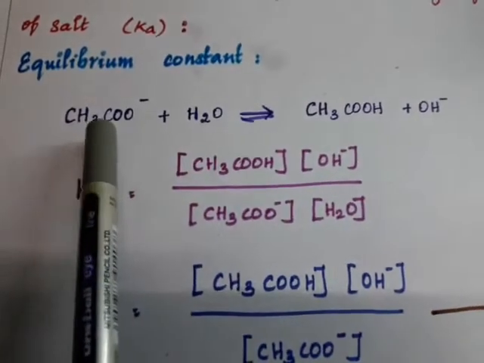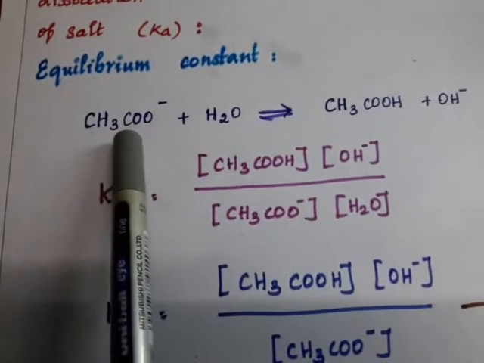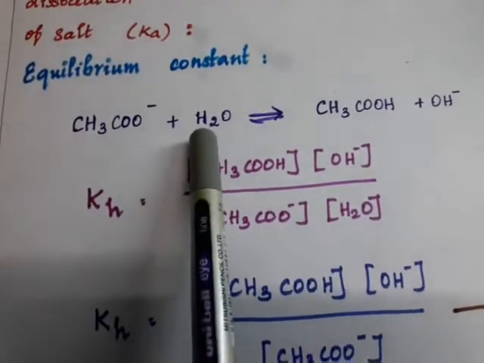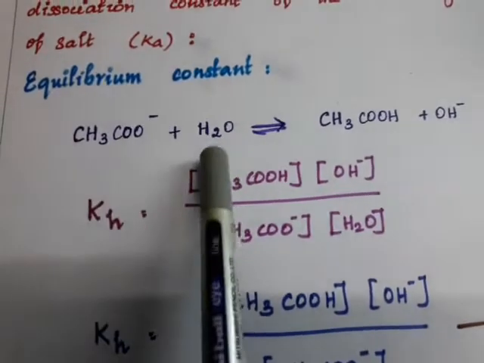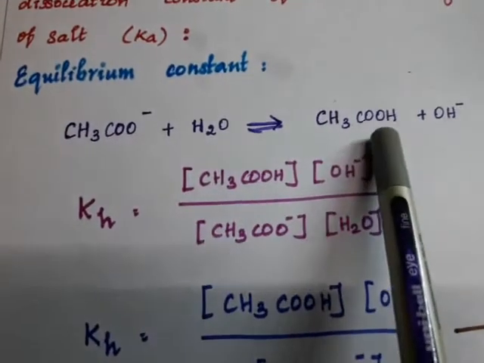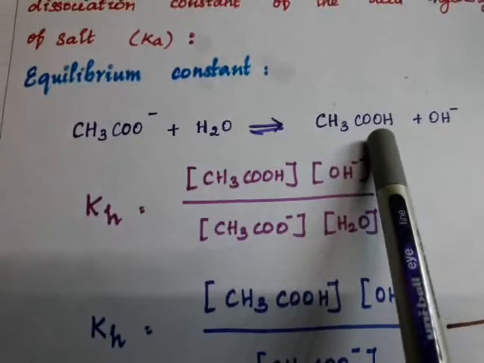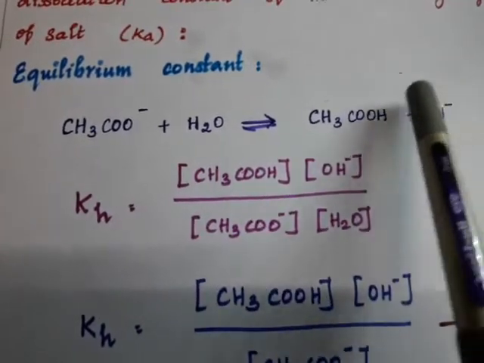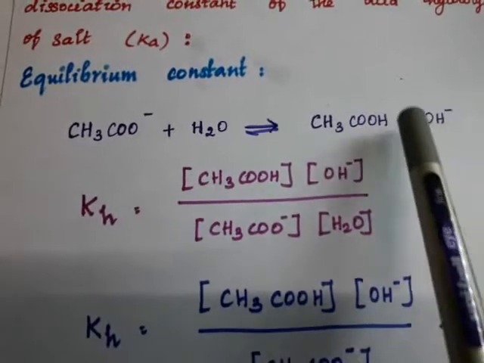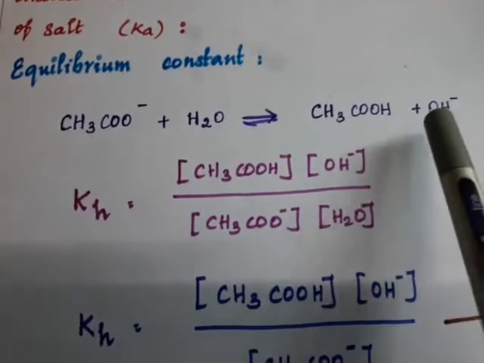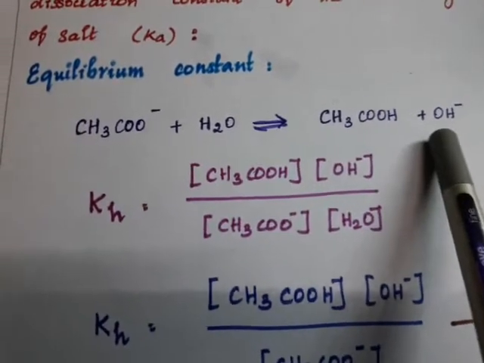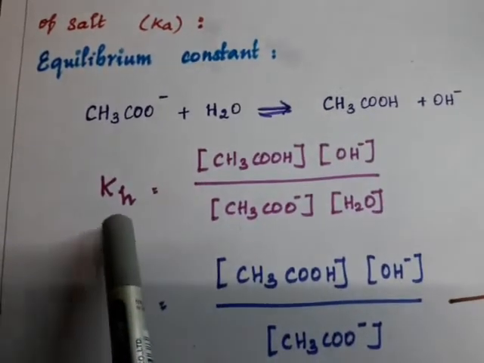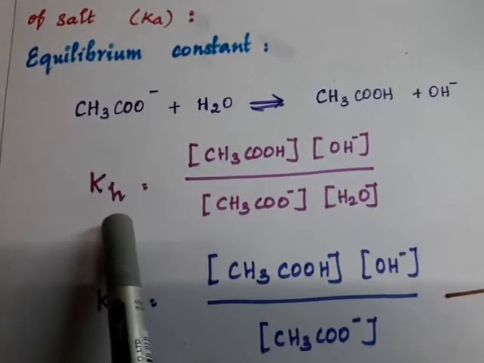But the conjugate base is strong, so it can react with water. It reacts with water and gives the acid back, right? Because of this backward reaction, we have excess OH minus ions in the resultant solution, right? Now for this reaction, we are going to find the equilibrium constant Kh.